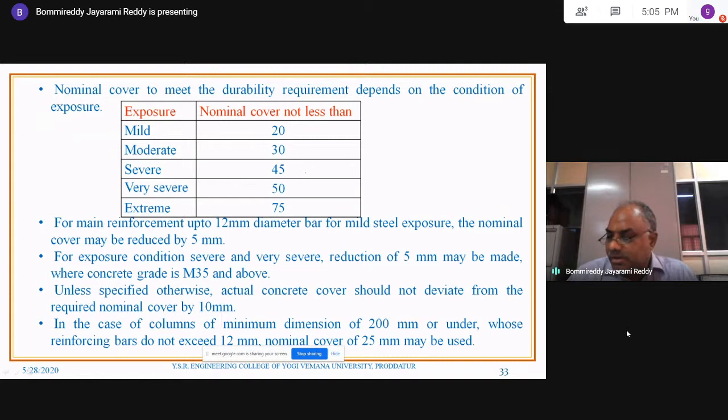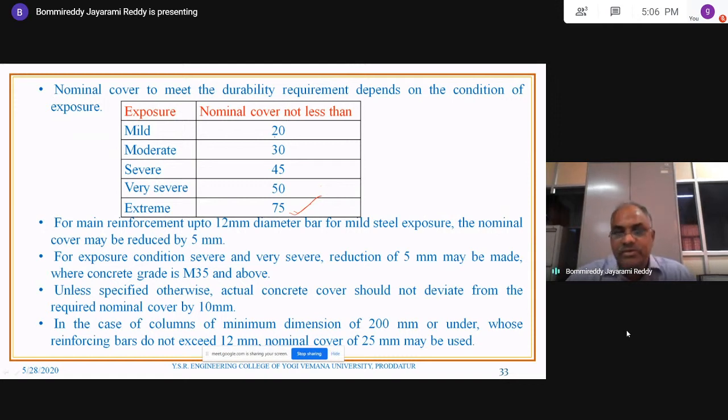Sometimes the structures are in extreme exposure. Extreme exposure means when the structures are constructed offshore, or are otherwise offshore structures. For offshore structures, the minimum cover to be used is 75 millimeters nominal cover, not less than that.